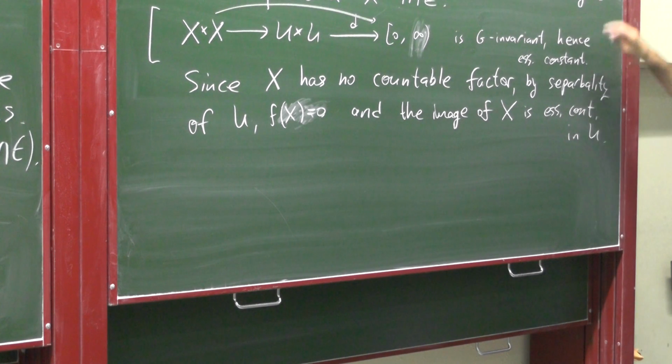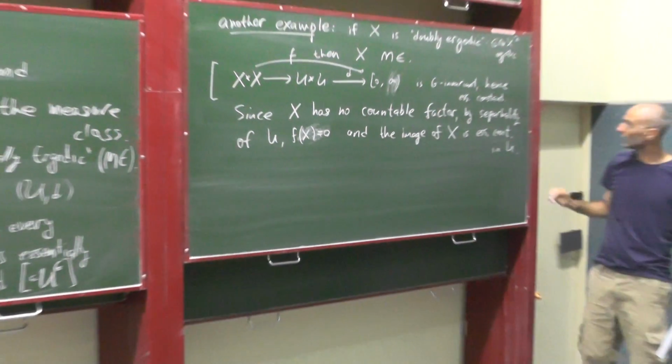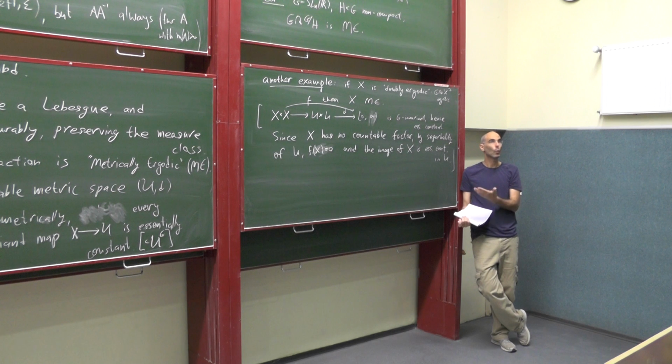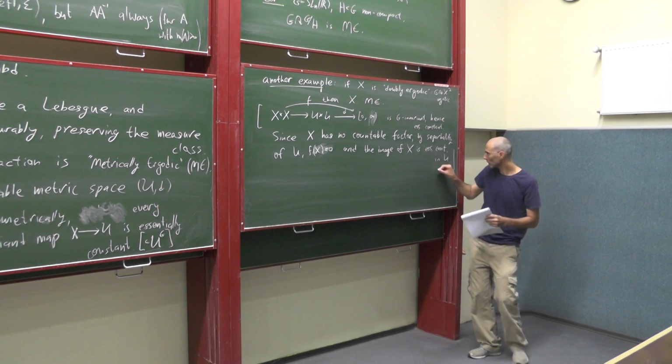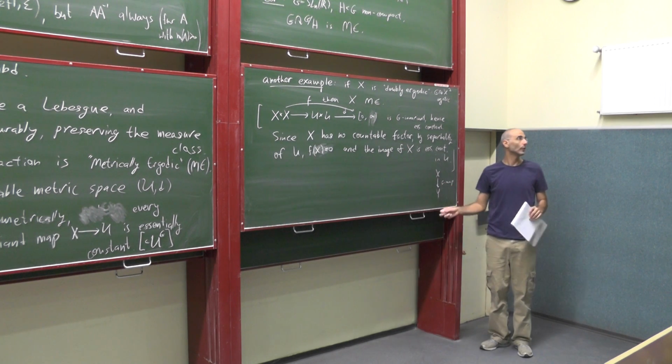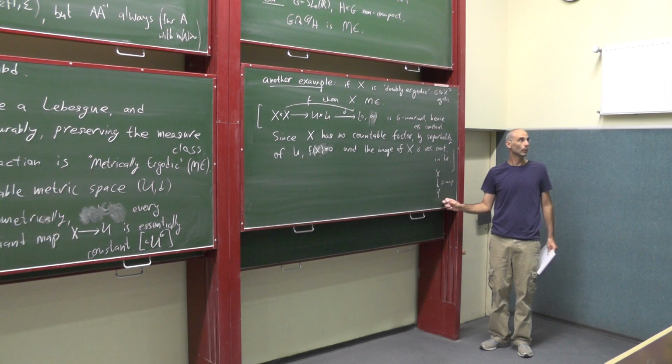And now I need to explain why if G acts on X squared ergodically, then it does not have a countable factor. Let me do it orally and rush to a break. This is really very easy. Well, if we had a factor Y of X, a factor means just such a guy that you have an equivariant map from X to Y. This is what I mean by a factor.